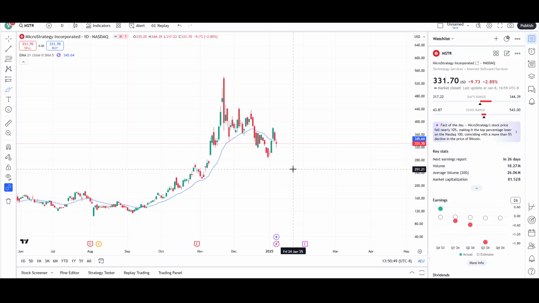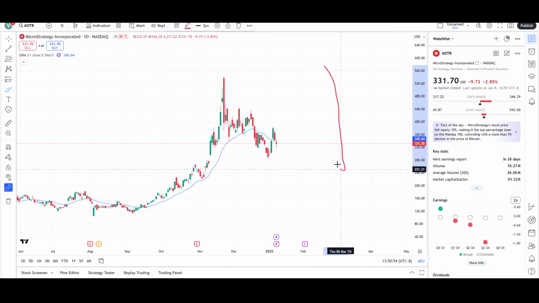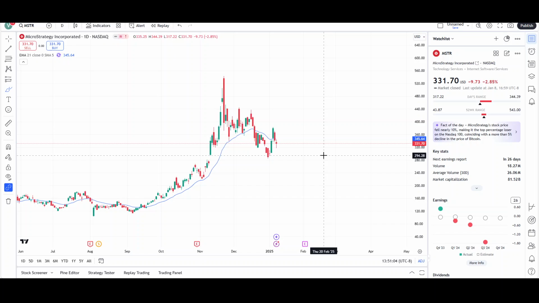So what does that mean? Let's say Bitcoin continues to go up higher, but MicroStrategy continues to go down lower. You're going to be confused, because you're going to be thinking, why is Bitcoin going up, but why is MicroStrategy still going down? Why is it not correlated? So that's why you have to analyze the chart you're going to make your decisions on.